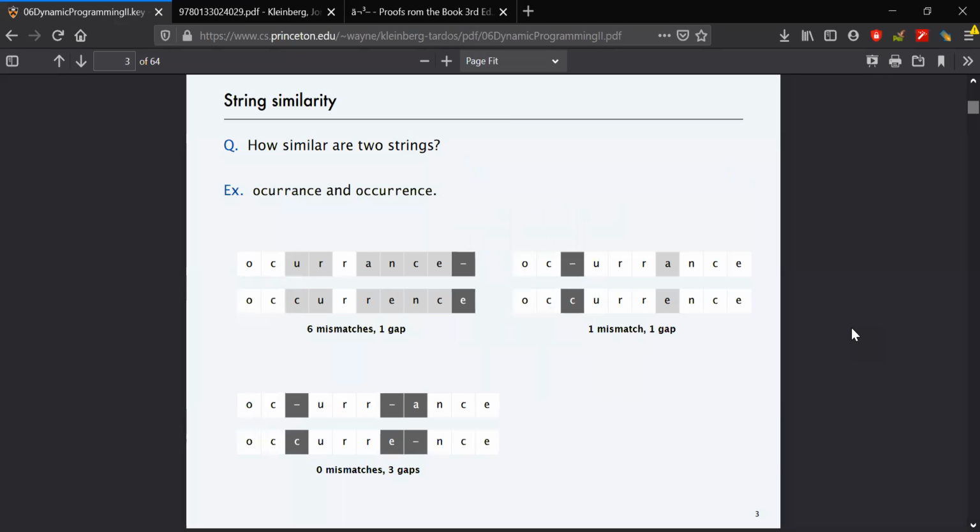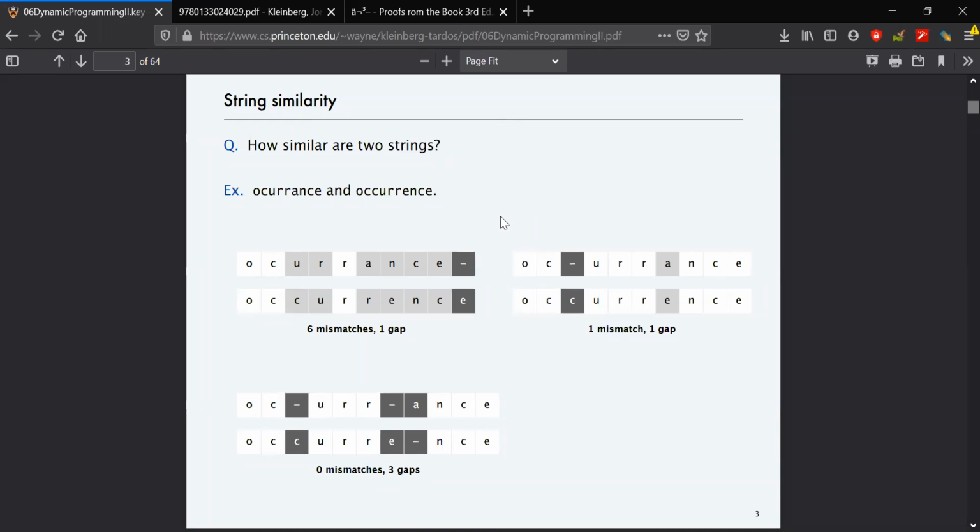This is string similarity. I'm using these slides, which I'll send you. This is the textbook that we are using, Kleinberg and Tardos, and these are the accompanying slides. So the problem is, the input is two strings, and you want to figure out how similar they are. Of course, we need to define the notion of similarity.